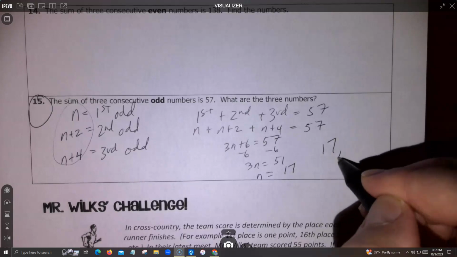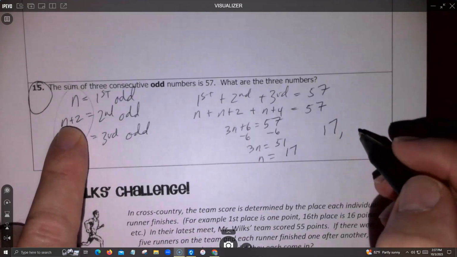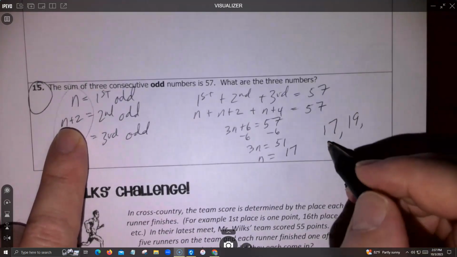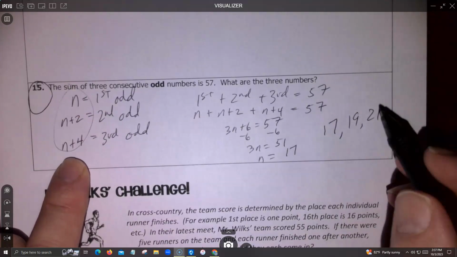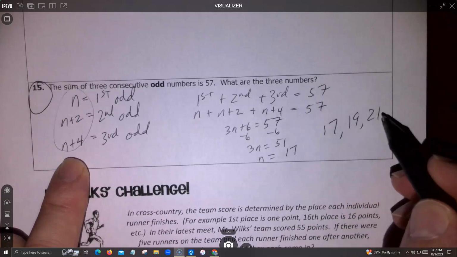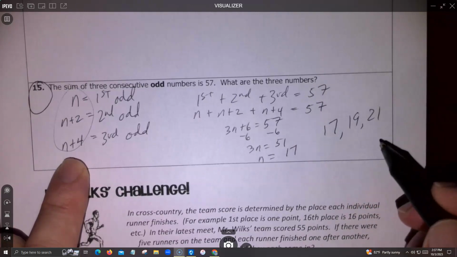So we've got 17, then 2 more is 19, and then 17 plus 4 is 21. And again, if I were to add 17 plus 19 plus 21 together, I will get 57.